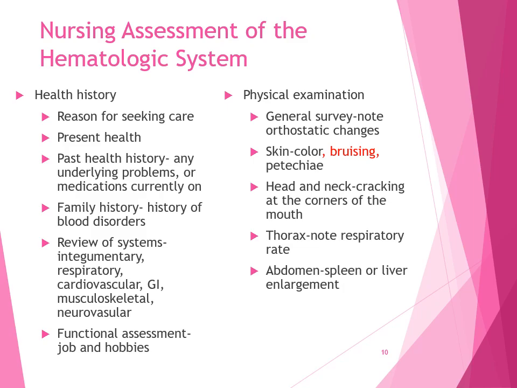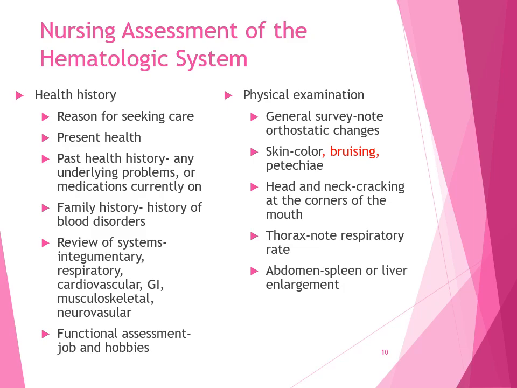Do they have a history of blood disorders? And you want to do a review of systems, their integumentary or skin, respiratory system, cardiovascular, GI, musculoskeletal, neurovascular. Their functional assessment is really important here because we want to know what was their job, what was their hobby. Maybe their job was some toxic chemical exposure, or their hobbies have that glue that can release a toxic odor, and that can cause some disorders of clotting.